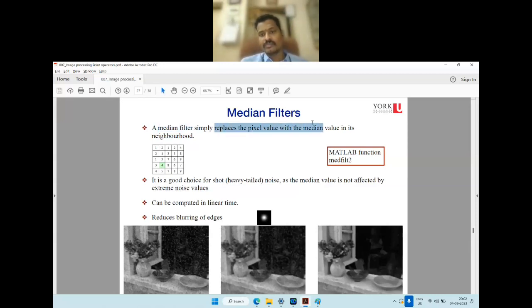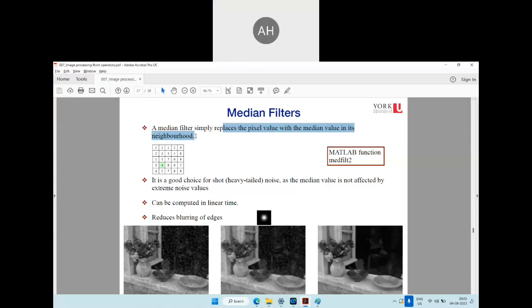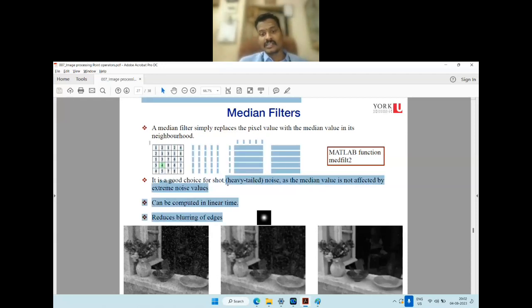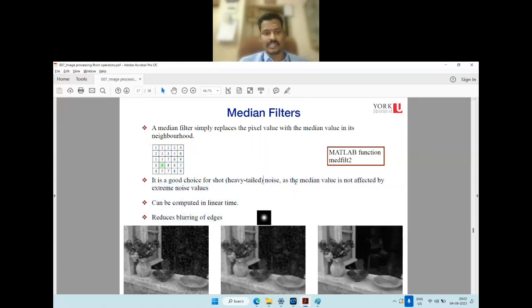It simply replaces the pixel value with the median value in its neighborhood, right? You know what you mean by a median value, right? Mean, median, mode. You might have studied the three quantities. So this particular filter is called the median filter because it takes the median value from its neighborhood. It is a good choice for salt-and-pepper, heavy-tailed noise, as the median value is not affected by the extreme noise values.